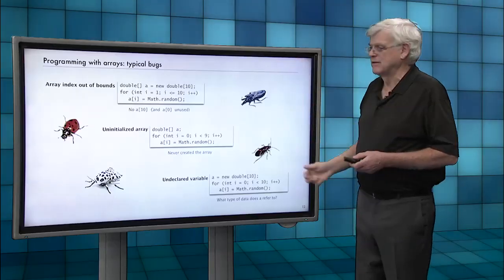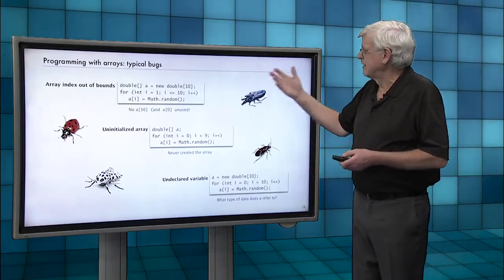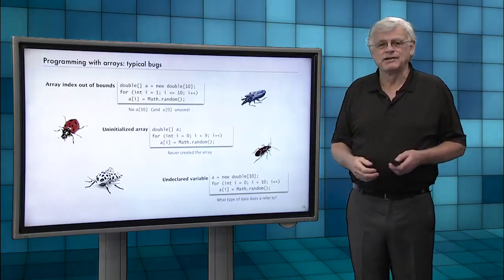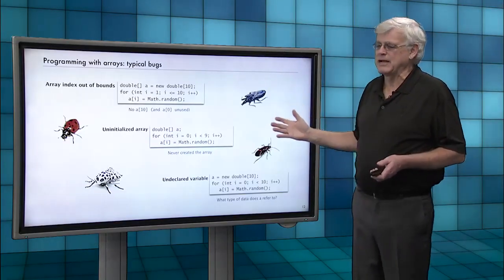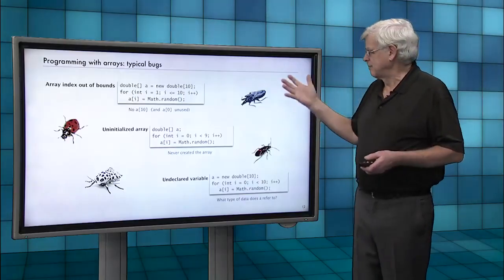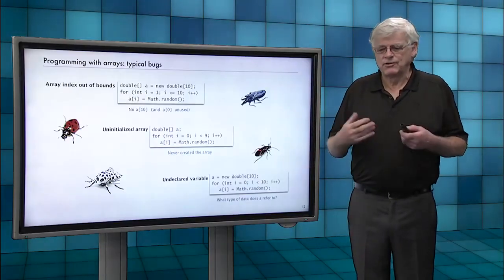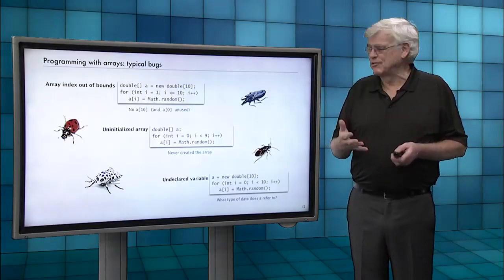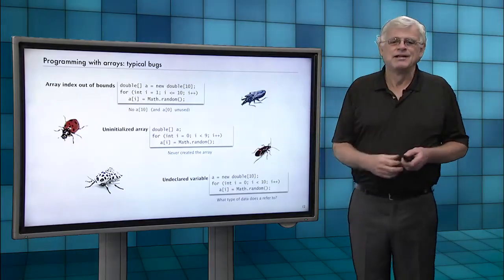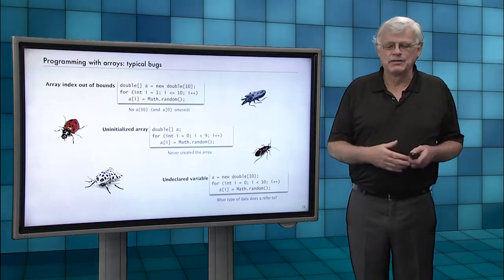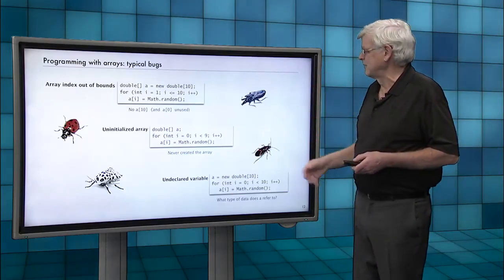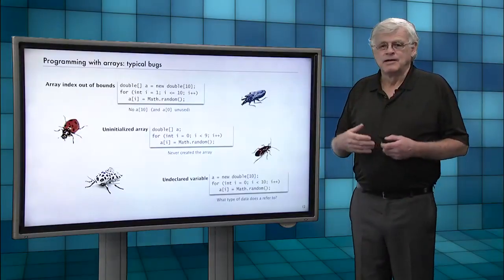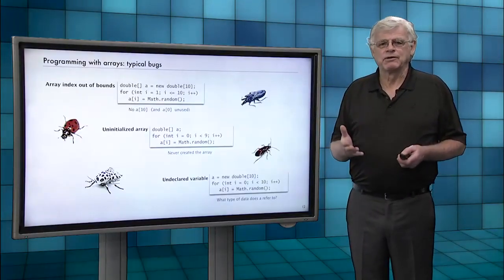So those are typical bugs that we have to get through, and you're encouraged to type these in and take a look at the error messages that you get. When you try to compile this code, it's always a good idea to look for error messages under controlled conditions rather than trying to figure out what they are when they happen to you unexpectedly. So that's the basics on programming with arrays.